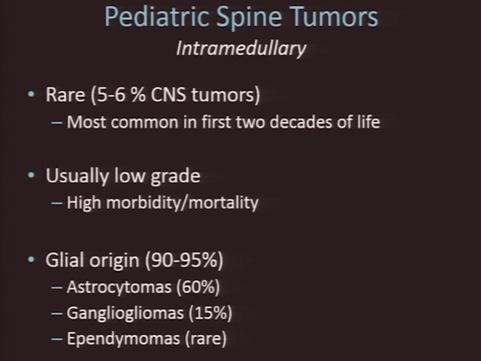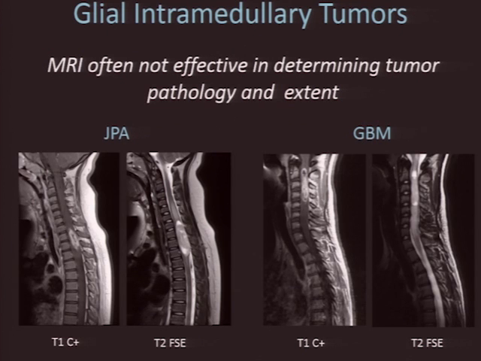Most of the tumors are going to be of glial origin, 90 to 95% of them, with the vast majority being astrocytomas. And of those astrocytomas, 75% of those are going to be JPAs. The next biggest group in children are going to be the gangliogliomas, and the ependymomas are actually rare and occur typically just in the setting of neurofibromatosis type 2. So MRI is often not effective in determining tumor pathology and tumor extent.